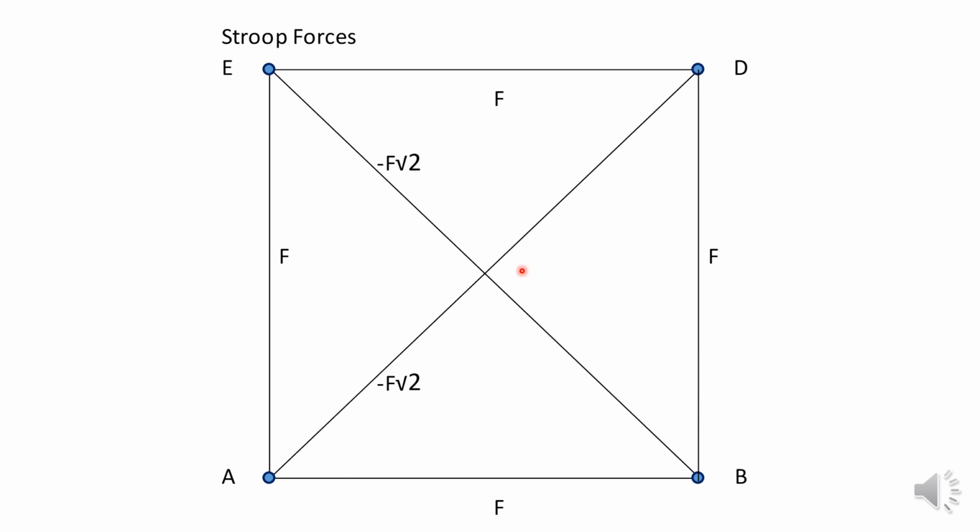As we've done before in previous videos, the Stroop forces we can take as F on the sides and minus F root 2 on the diagonals. Again, we do not put arrows here because the F can be either positive or negative. We are not specifying F to be positive or negative. So positive, of course, indicates tension. Negative will indicate compression. Okay, so the F could be negative here or here also.